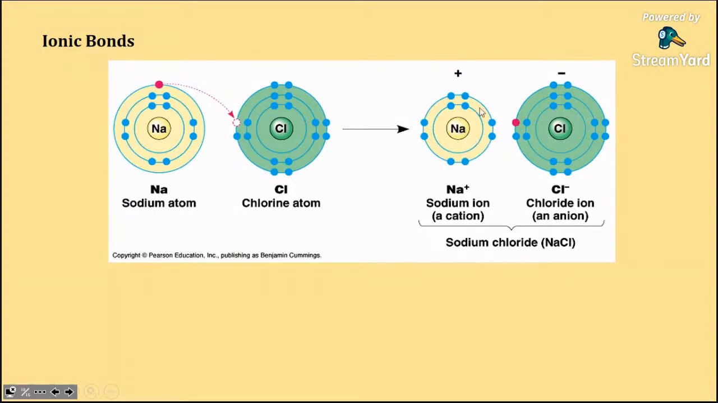But again, I'm going to have more protons than I have electrons, so I get this positive charge. Chlorine, when it gains that electron, is 1s2, 2s2, 2p6, 3s2, 3p6. Now it has a configuration of argon, but because I've got more electrons than protons, I get a negative charge. And it's that attraction between the positive and negative charge that produces that ionic bond, that attractive force between two oppositely charged ions. So that is an ionic bond.